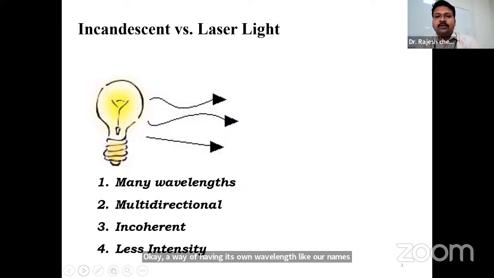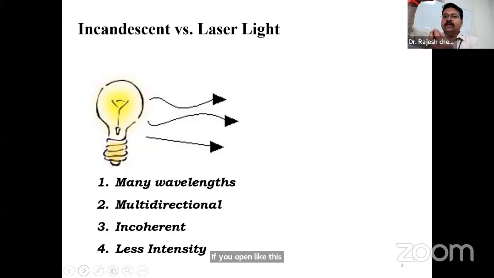Okay, now we can see here multiple wavelengths, meaning a number of wavelengths coming from the incandescent light. And here we can observe that it is multi-directional. If you open a bulb like this, what will happen? All waves will come from the bulb in all directions, 360 degrees. Meaning around 270 we can see.